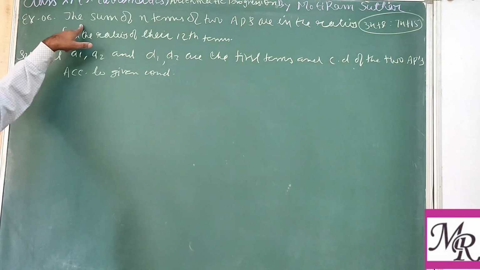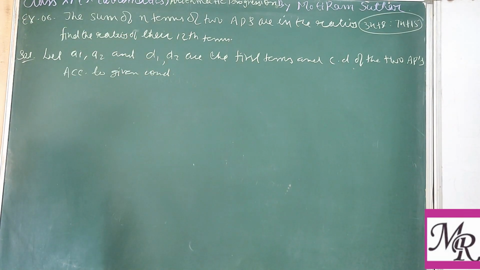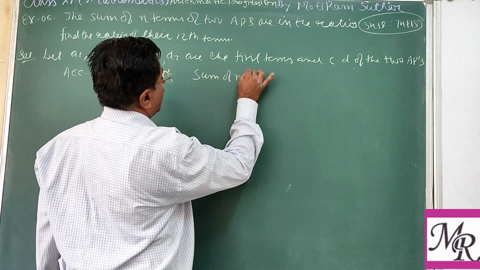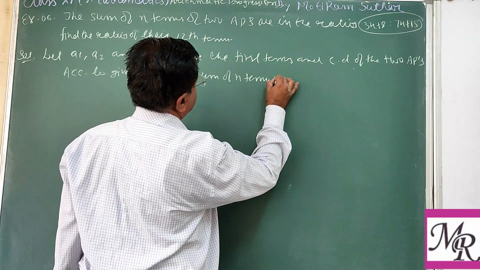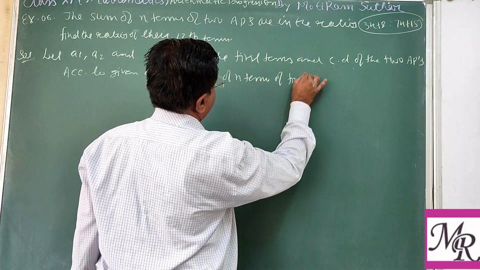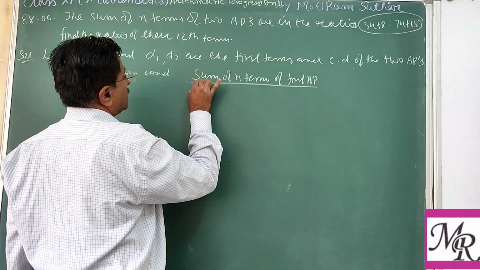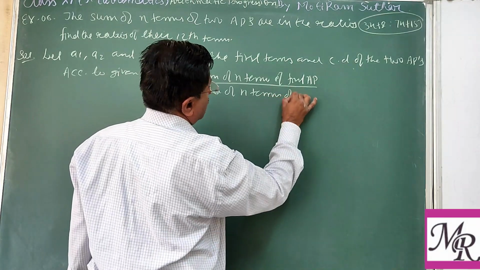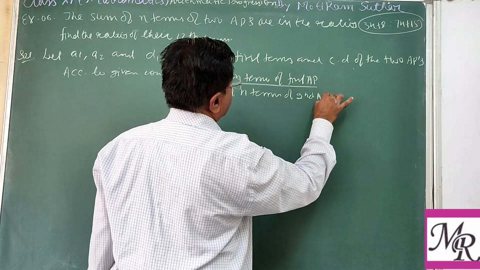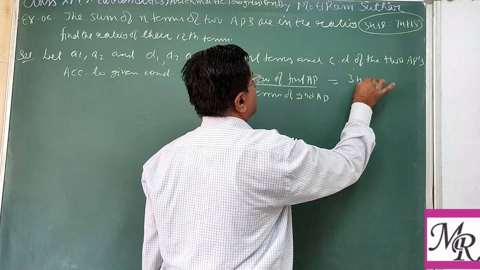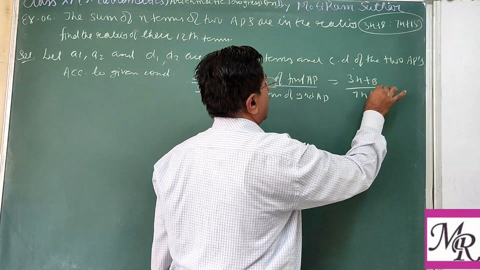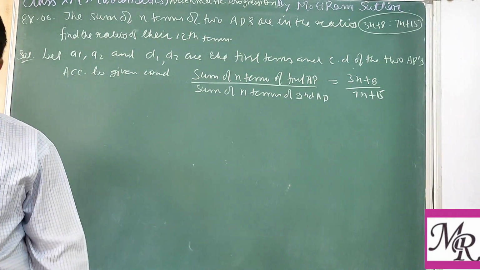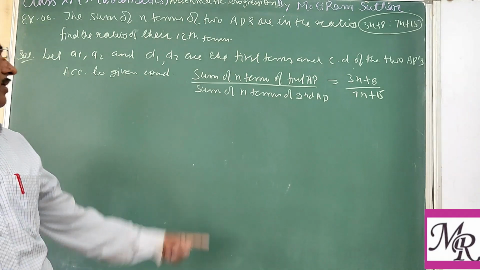the sum of n terms of the first AP upon the sum of n terms of the second AP is given as 3n plus 8 upon 7n plus 15. Clear? Now we use the formula of the sum of n terms of an AP.